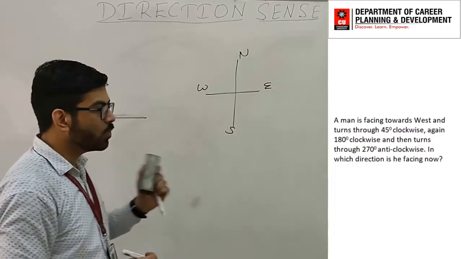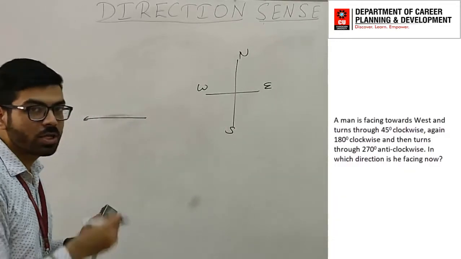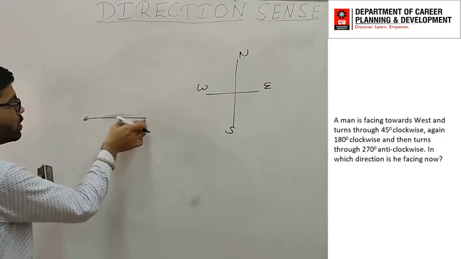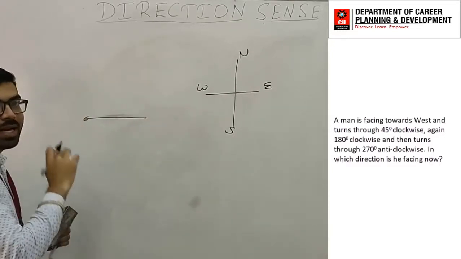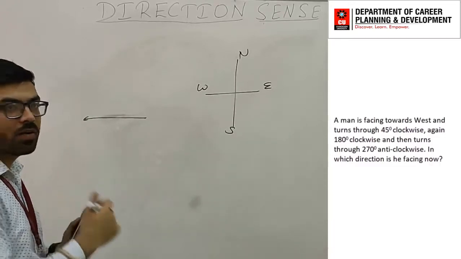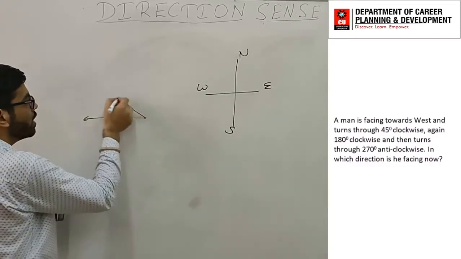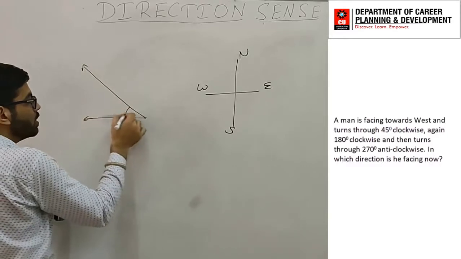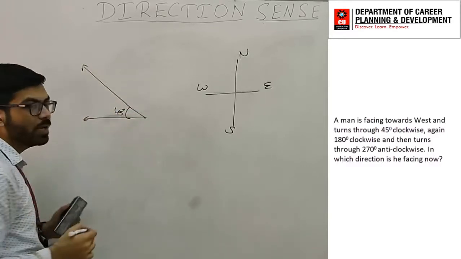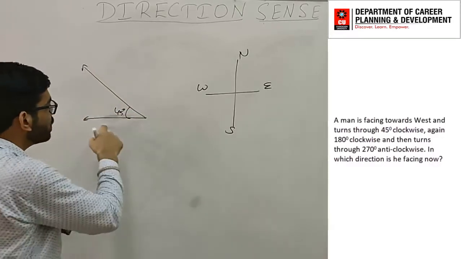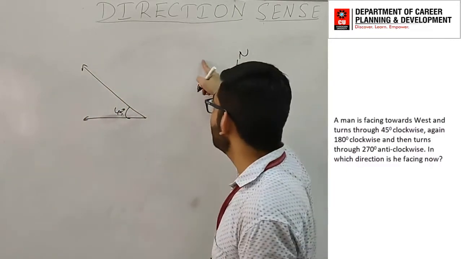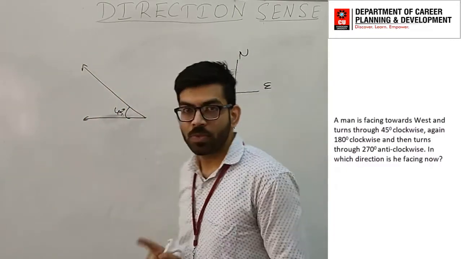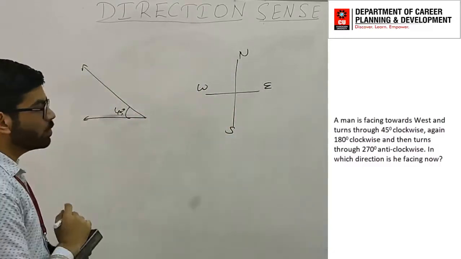Now first angle is 45-degree clockwise. He has turned 45-degree clockwise. So he is facing towards this one. Clockwise direction will be like this one, and the angle was 45 degree, which is half of 90 degree. That means your angle will be like this one. This angle is your 45 degree. Now analyze the thing, that person has turned in this direction, which was your cardinal direction of northwest. Now move to the next part of the question.